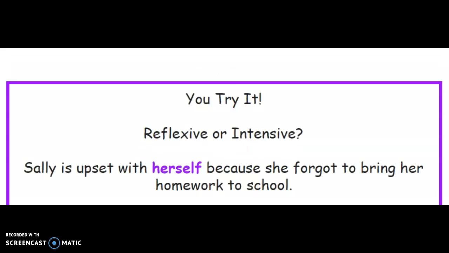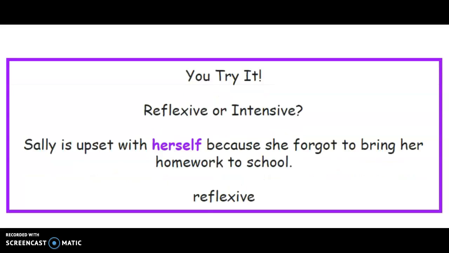All right, time for another you try it. Reflexive or intensive? Sally is upset with herself because she forgot to bring her homework to school. If you said reflexive, you were correct. The pronoun herself is just referring back to Sally. And yeah, Sally's upset, but the pronoun herself didn't add any more emphasis to Sally.